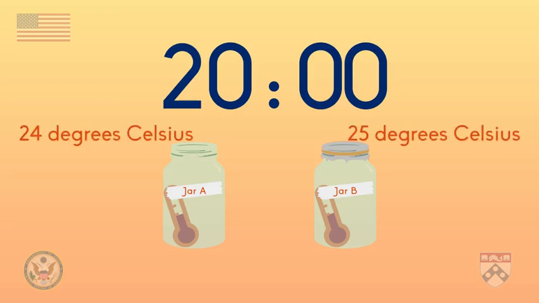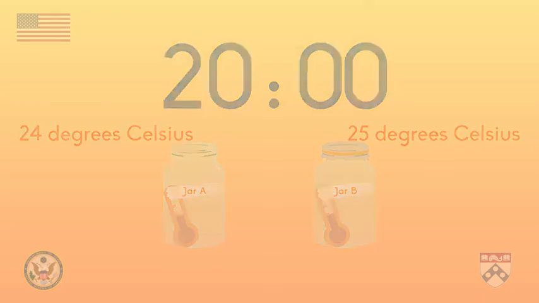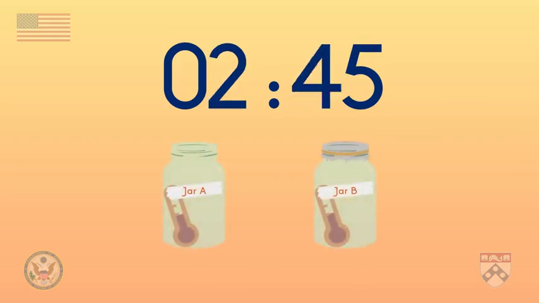20 minutes is up. Jar A is finally starting to get warmer and is 24 degrees Celsius. Jar B stayed the same at 25 degrees Celsius. Track this on your warming experiment chart.